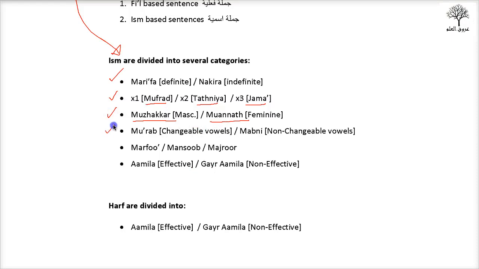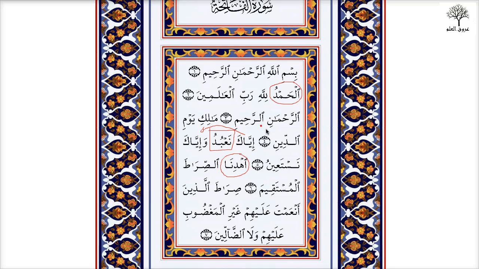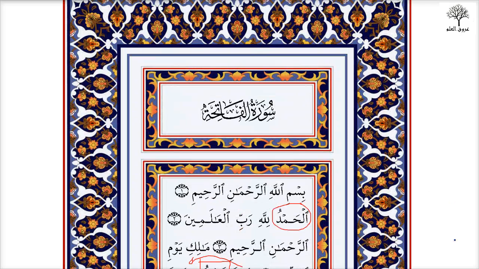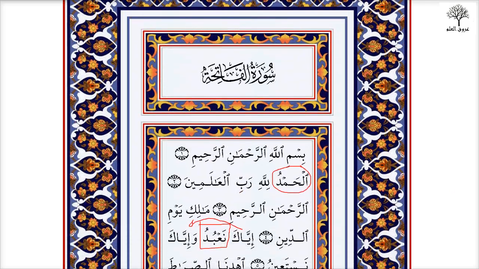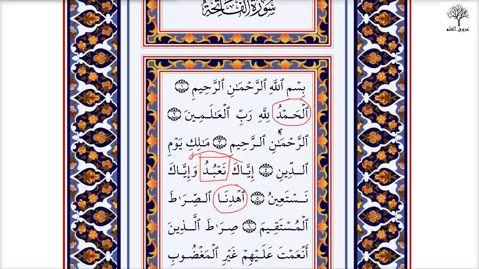Number 4, we're going to look at mu'rab or mabni. I've given them English names: changeable vowels and non-changeable vowels. Mu'rab is any noun where the vowels can change in various situations. If you look at the Quran, let's say alhamdu. Alhamdu has a dhamma on it, and this vowel is something that changes. So we call this a mu'rab.